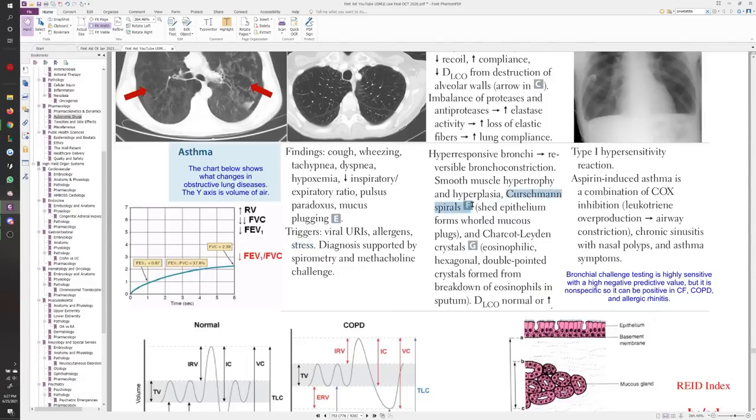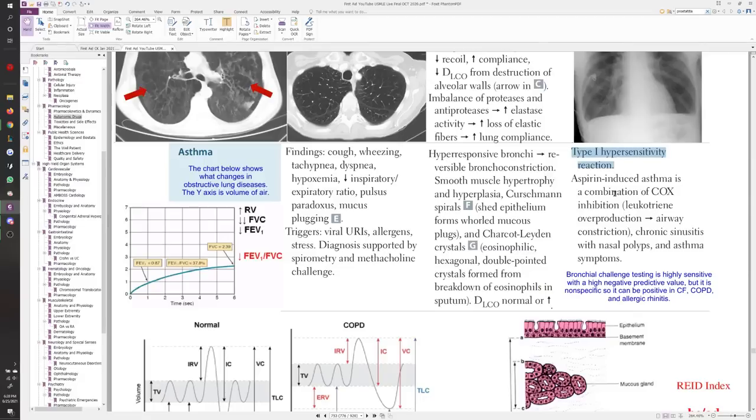You may see some Curschmann spirals, which are shed epithelium that form whorled mucus plugs, right? So you're making your own mucus plugs. Those are the Curschmann spirals. And Charcot-Leyden crystals, which are eosinophilic hexagonal double-pointed crystals formed from breakdowns of eosinophils related to IgE. But DLCO should be normal, not low. The point is, it should not be low. This is a type 1 hypersensitivity reaction. Keep that in mind as well.